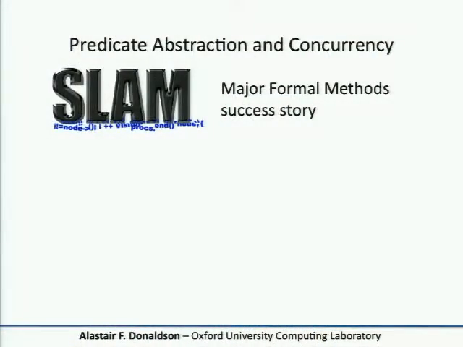So this is work on applying predicate abstraction to replicated concurrent programs and trying to do that efficiently by taking advantage of symmetry. And it's joint work with Daniel Kroening, Alexander Kaiser, and mostly Thomas Wahl at the University of Oxford. So, as you very well know, one of the major formal method success stories has been the SLAM project.